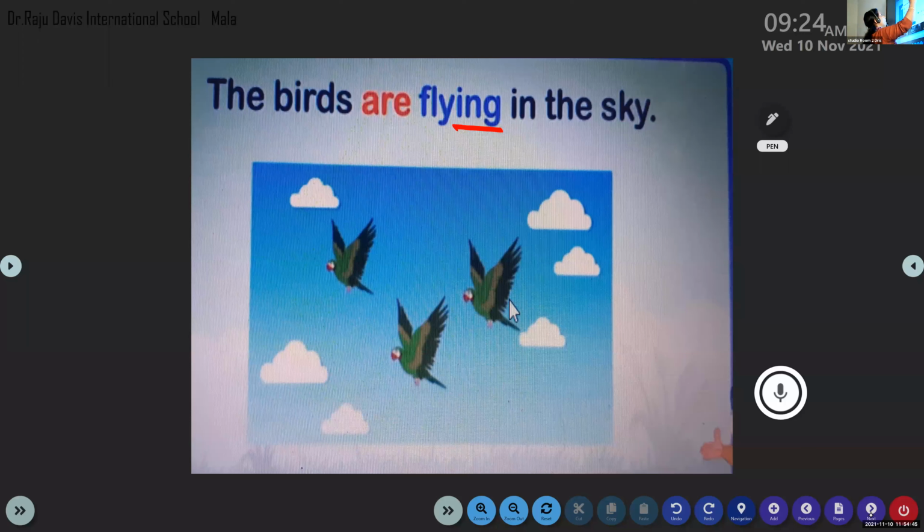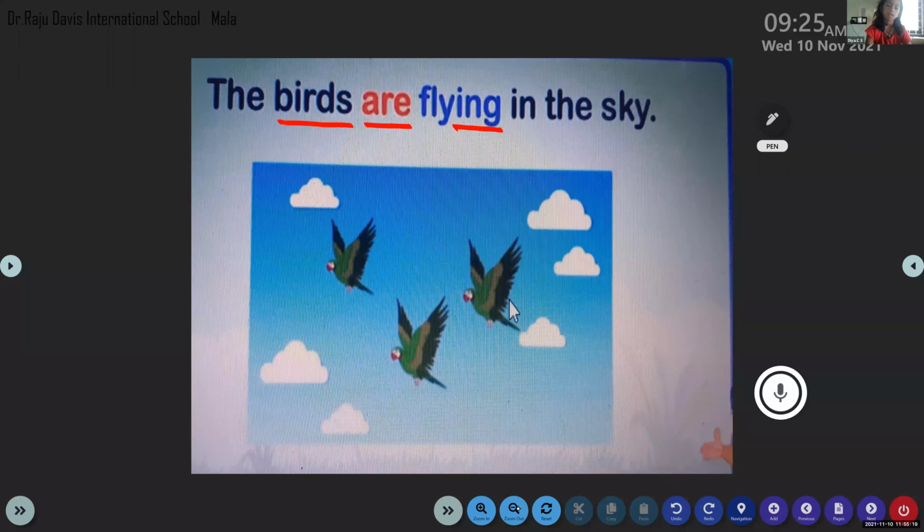So here, can you understand? Can you see the boat? Are plus verb plus ing, because here we are talking about the birds. Which helping verb do we have to use? We have already learned about the helping verbs, the usage of am, is, and are. So here, birds are plus the verb plus ing. Are flying.